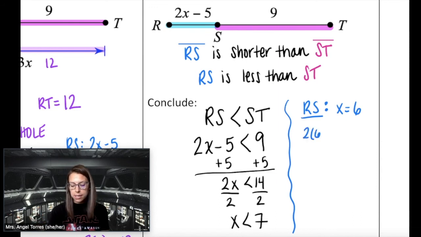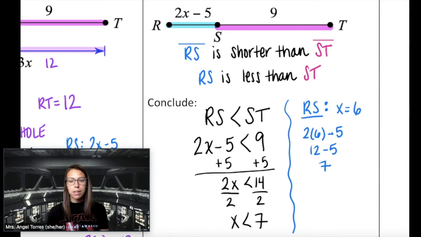2 times 6 minus 5. That would be 12 minus 5. Okay, 7. So if x is 6, that means RS is 7. Would that make sense given the diagram? Well, yeah. Is 7 less than 9? Absolutely. So that could be one possible value of x. We could also check something like 3. 2 times 3 is 6. 6 minus 5 is 1. That would also make sense in the context of this diagram.